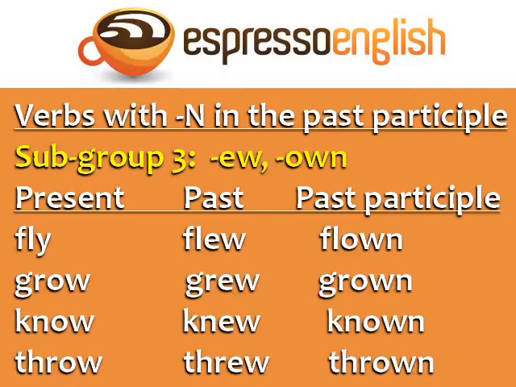Subgroup 3. Verbs ending in EW in the past and OWN in the past participle. Fly, flew, flown. Grow, grew, grown. Know, knew, known. Throw, threw, thrown.